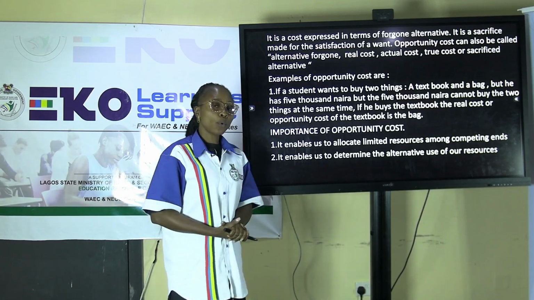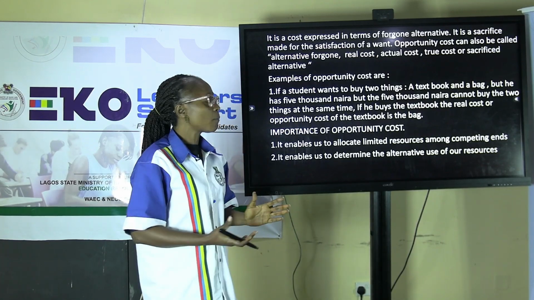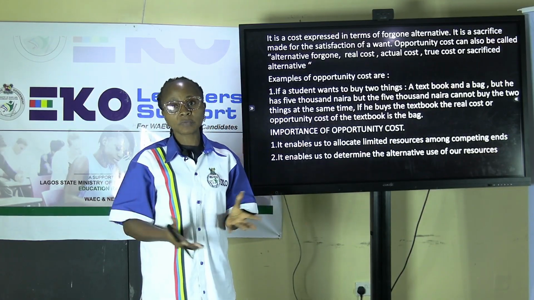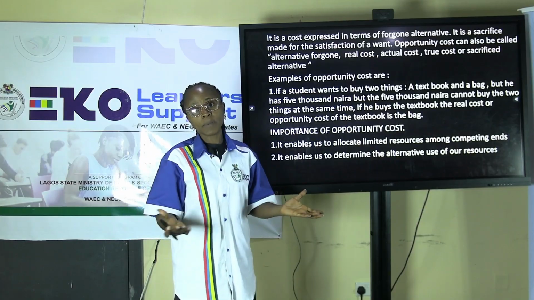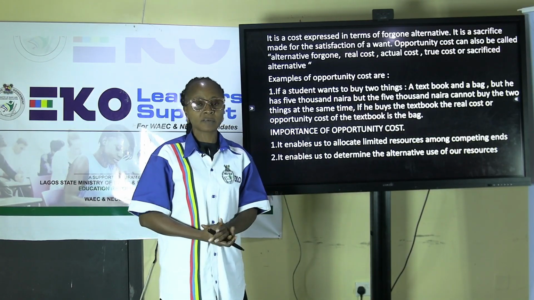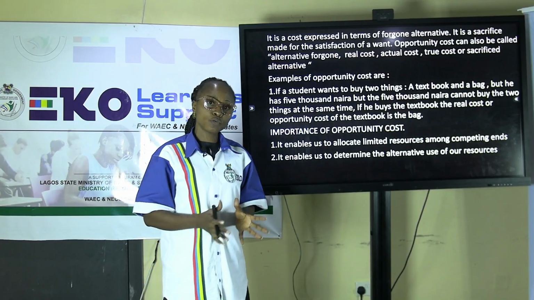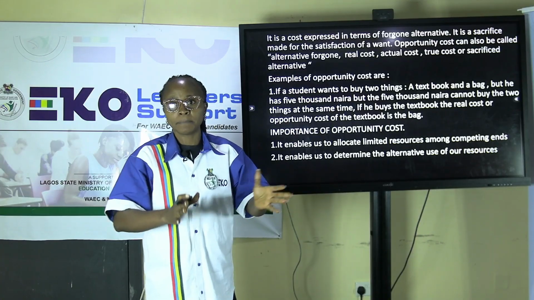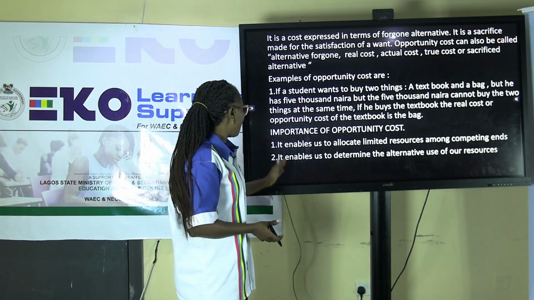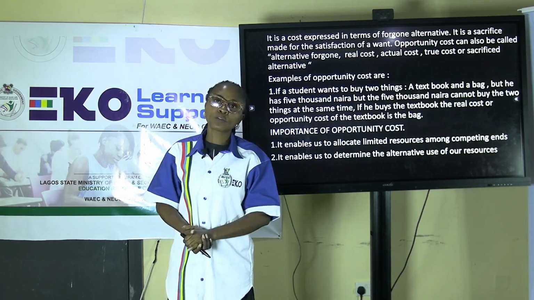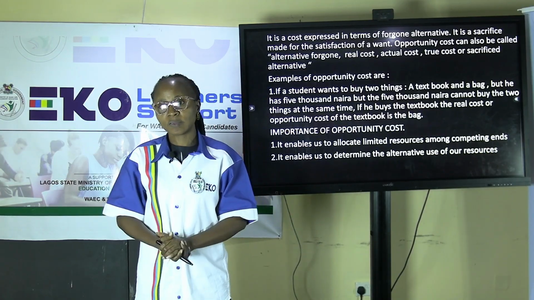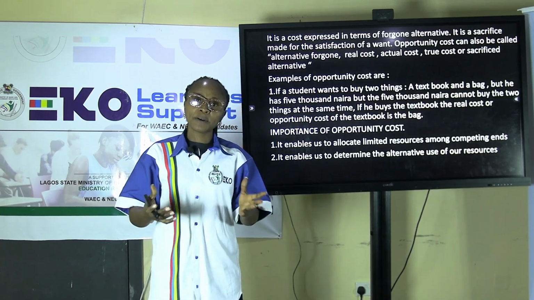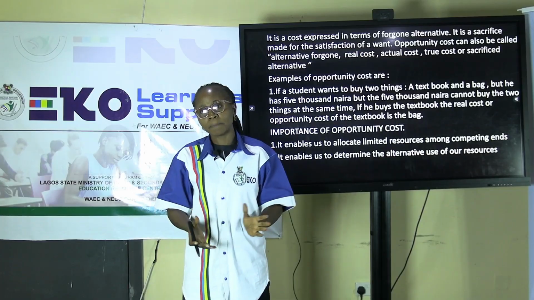Number one, it enables us to allocate our resources among competing needs. We said human wants are numerous. We have so many wants, so many desires. It will enable us, with the little resources available at our disposal, to allocate them, dividing them into the necessary areas. Number two, it enables us to determine the alternative use of our resources. The various resources available at our disposal, it will also enable us to manage them and channel them to the right place.